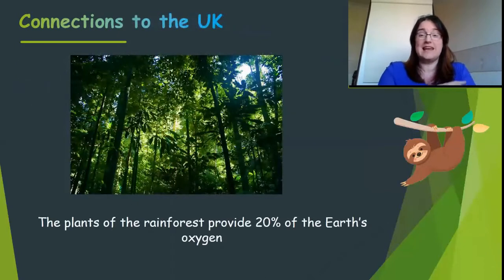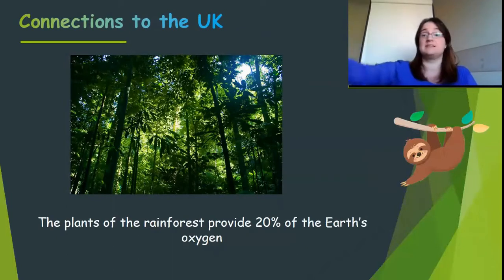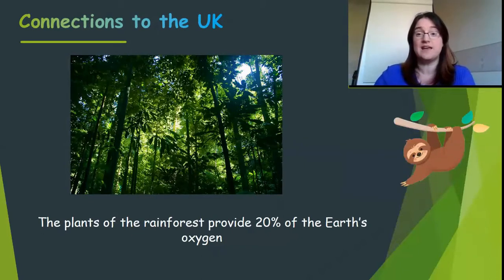Also, the rainforest has a link to the whole world because the plants of the rainforest provide 20% of the Earth's oxygen that we need to survive. So you can see the Amazon rainforest isn't just a place miles away that doesn't concern us because we have huge numbers of connections to it.